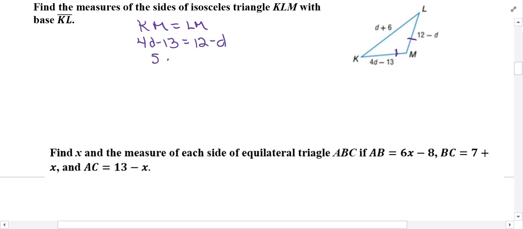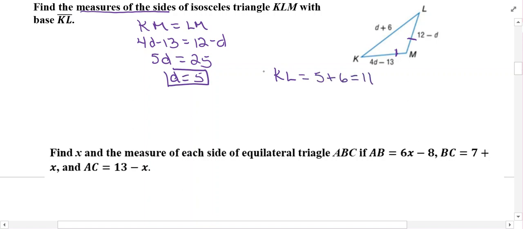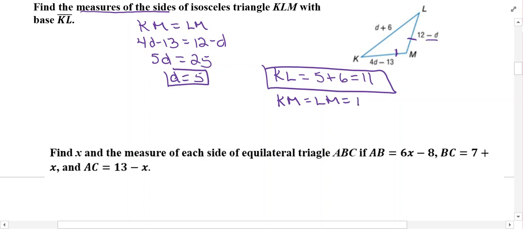Solving for D, we add D to both sides, then add 13 to both sides. So D is 5. They asked us to find the measures of the sides, so plugging it in, KL would be 5 plus 6, which equals 11. KM equals LM, so plugging it into LM, we have 12 minus 5, which is 7.